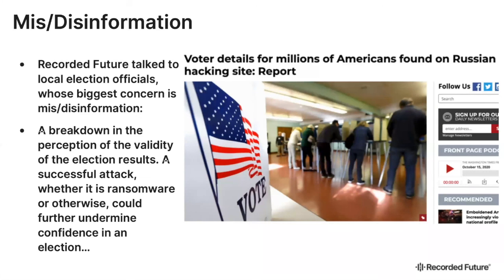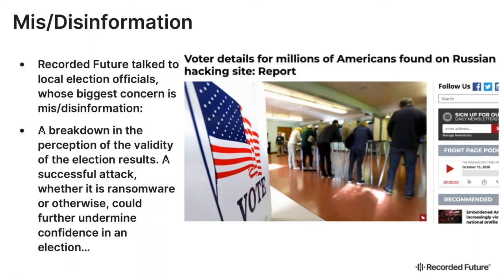And the last thing that I'm going to talk about: the biggest concern of election officials is not a ransomware attack, but the disinformation that could result from a ransomware attack. So a breakdown in the perception of the validity of the election results, from a successful attack or unsuccessful, whether it's ransomware or otherwise, could undermine confidence in the election. And that's really concerning. That's where we get headlines like this: voter details for millions of Americans found on Russian hacking site. Yes, that happened, but these headlines came out before anybody actually checked with the Michigan Secretary of State to say, hey, did somebody hack your database? And the answer was no. Somebody just bought the records that are publicly available to anybody and then tried to resell them on underground forums.